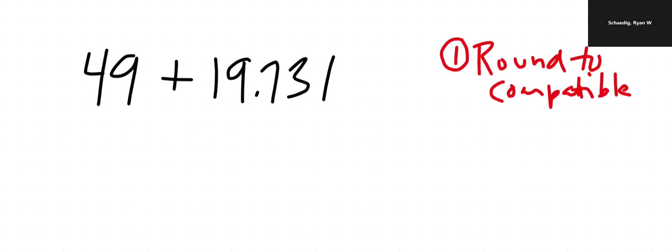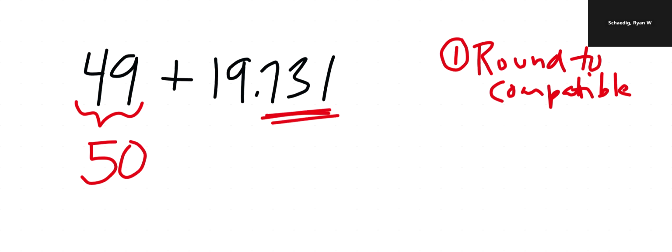What's cool about this is that 49 isn't really compatible, but 50 is because that's a base 10 number. So I'm going to round that to 50. That works for me. And then here I have 19 and 731 thousandths. If you remember the work we did with the number line and making sense of all these different places, which was such a beautiful conversation, what we can understand here is that I'm between 19 and 20 wholes, and I'm closer to 20, because the 7 in the tenths place, 7 tenths, puts me pretty close to 20. So I'm going to round this one to 20.